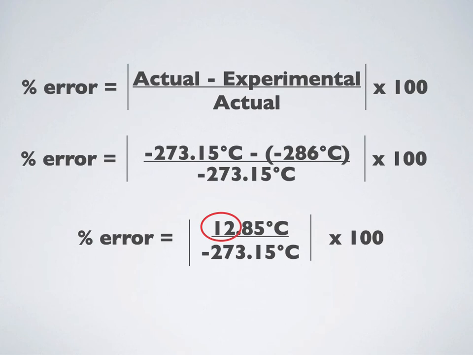So go ahead and take the 12.85 divided by negative 273.15, but you want that to be rounded to 2 significant digits when you're done. So do the division times 100%, and you should end up with a percent error of 4.7, which is not too shabby. You're only almost 5% off the expected value from a fairly rough graphical analysis of absolute zero.